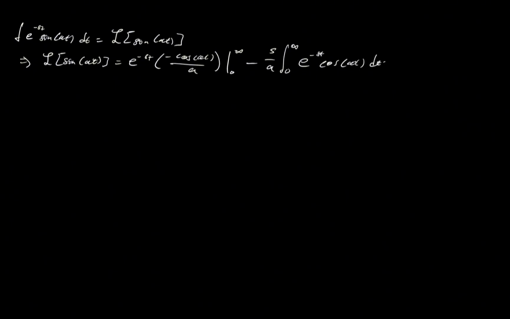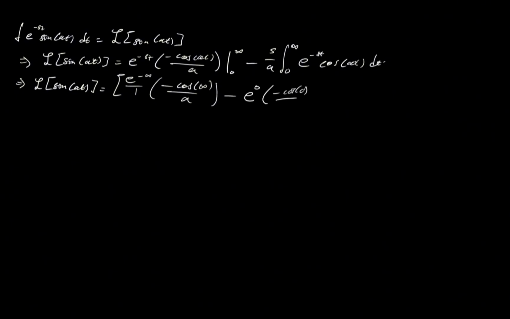If we apply further analysis, we'll have the Laplace of sine of at being equal to, if we substitute the limits, e to the minus infinity, let's just put this over 1 for now, times minus cos of infinity, and this will be over a, and this will be minus e to the 0 times minus cos of 0 over a, like that.